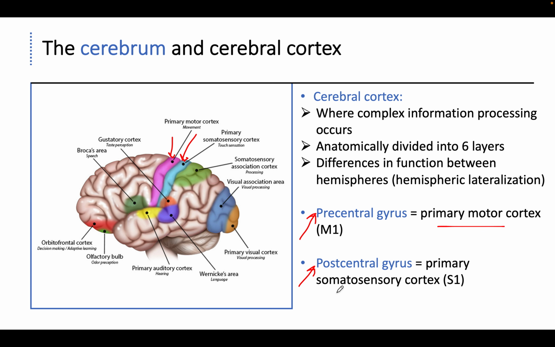Our postcentral gyrus contains the primary somatosensory cortex, okay? But you see you have all of these other areas. So we have visual cortices back here in the occipital lobe. We have auditory cortex in our temporal lobe, right? We have olfactory bulb here. We have structures or regions known as Wernicke's area and something known as Broca's area. These two have to do with speech and language.